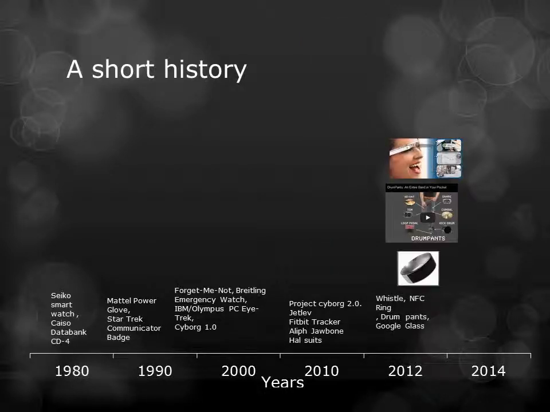Then we move on to 2012 to 2013, where we had Whistle, which was for dogs, wearable devices on dogs to track them. Then the NFC ring, which is used for easy communication between any two people, easier sharing of contacts. All you do is shake your hand.